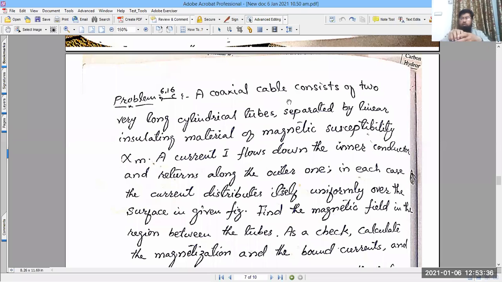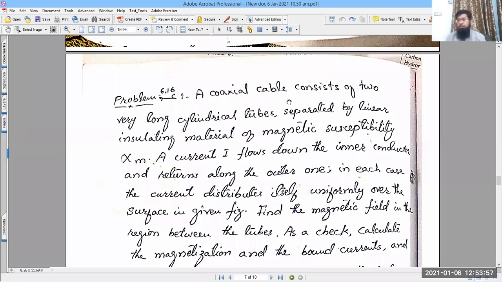One is the outer cylinder, we call its radius B, and the other is the inner cylinder, which we call its radius A. It means one cylinder is inside the other cylinder, and the medium between these two cylinders is what we call a magnetized medium.